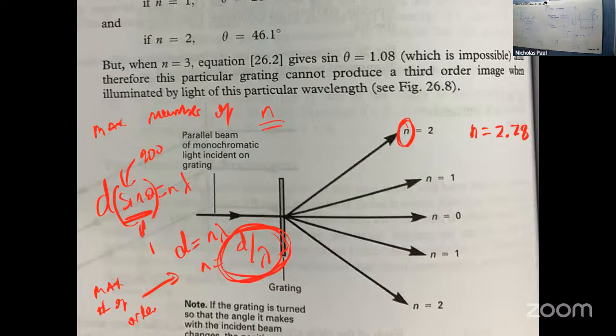So what do you do when you get the answer for maximum d divided by lambda? Should you round up or round down? Round down. Do you ever round up? Always round down. Okay? So write this down as an example and write down we always round down. Never round up.